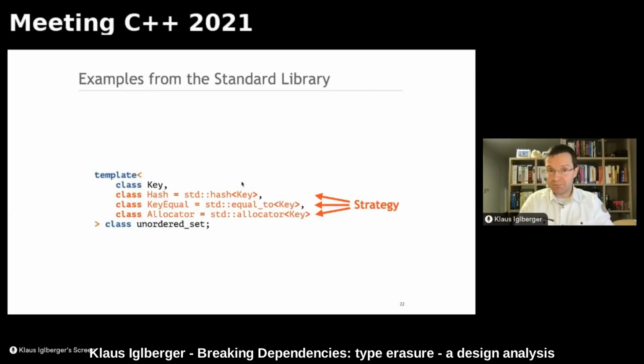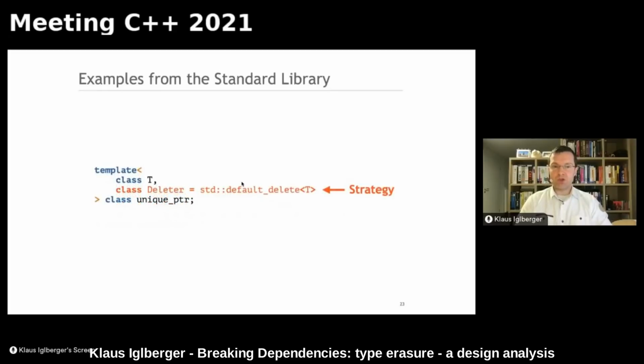Strategy. And of course, unique pointer also. A unique pointer takes a deleter. That is a strategy. So the standard library is full of strategy. It's one of the most used design patterns, and it definitely always helps.